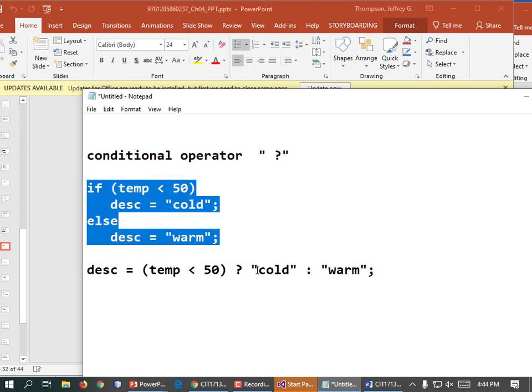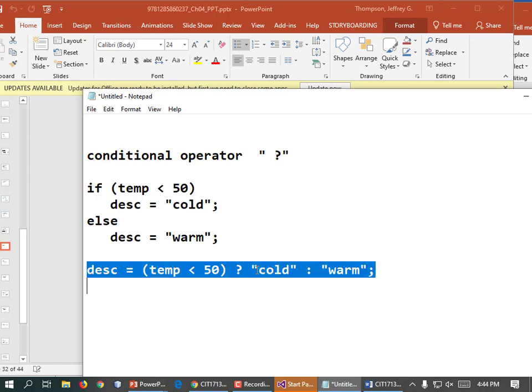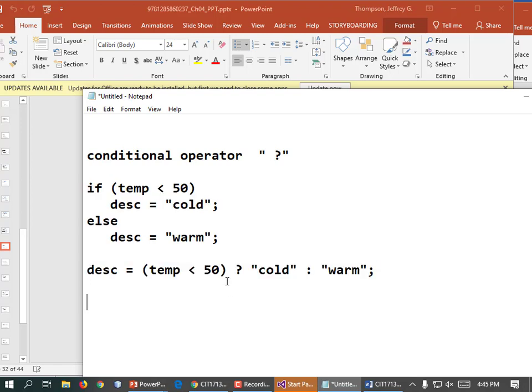That's real clear, right? That's how we've been doing our programming all along. But this works, right? Check the temperature. Is it less than 50? Yes. Then description equals cold. Else, description equals warm. You just have to kind of get used to it, and you can read it pretty quickly.